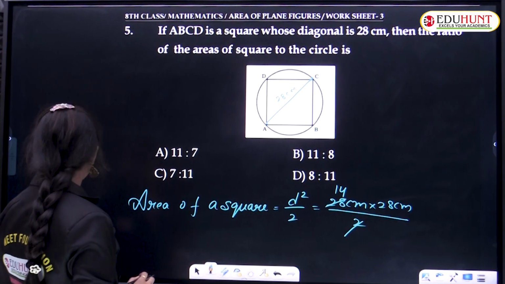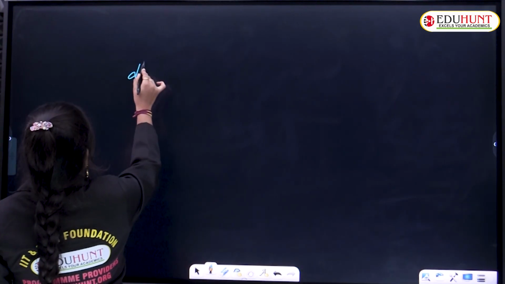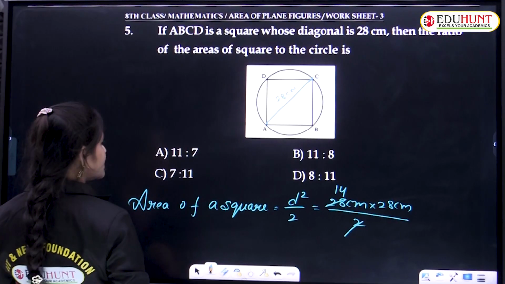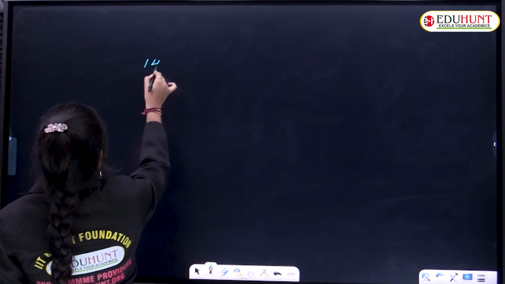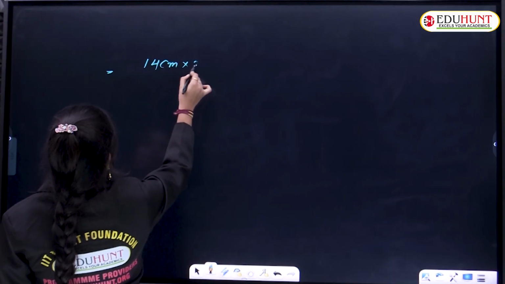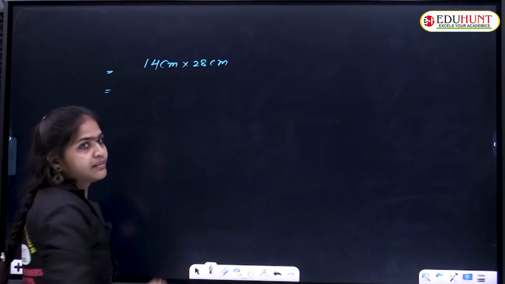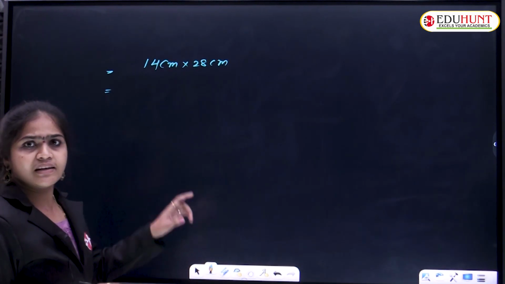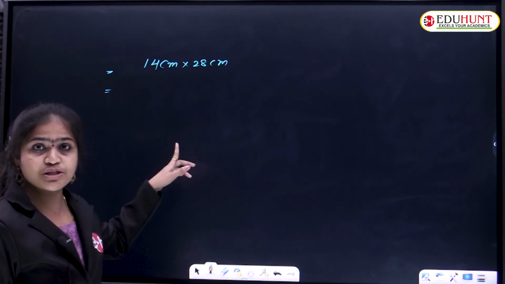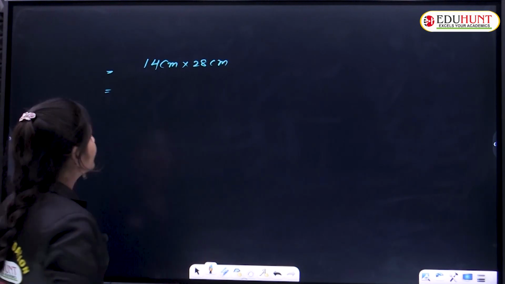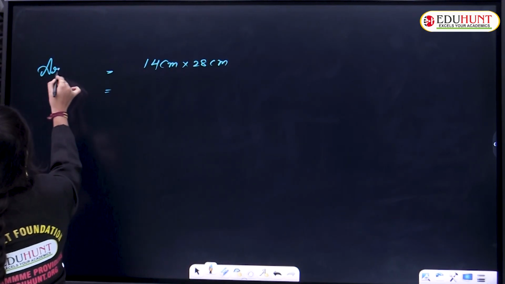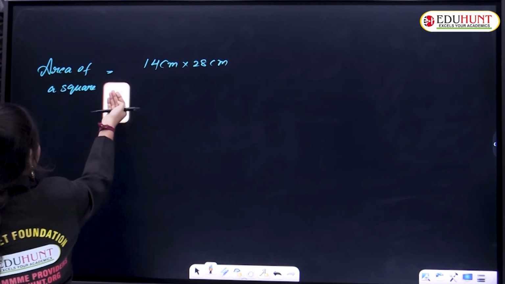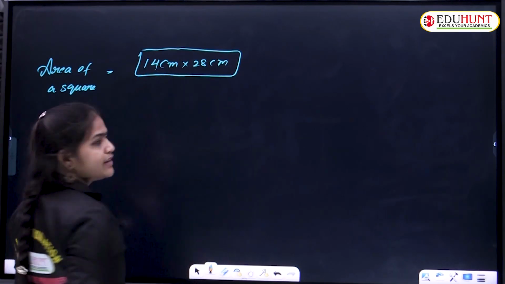Which is equal to 14 centimeters into 28 centimeters. This is the area of the square. Or else if you want to take the product, you can. Otherwise, since we need the ratio, don't take the product here. Leave it like this. This is the area of a square.